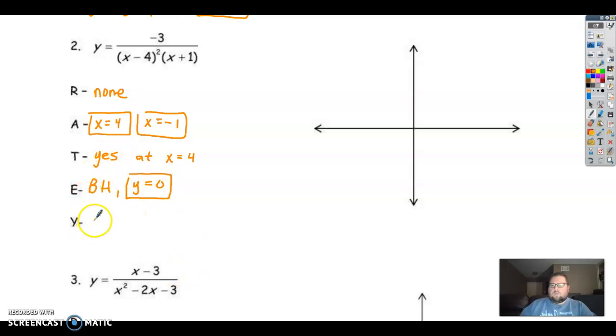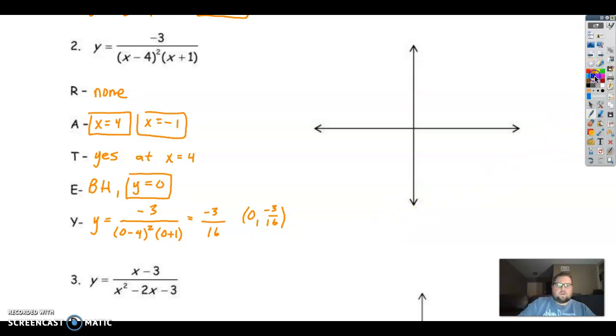And finally, for our y-intercept, y equals negative 3 over 0 minus 4 squared times 0 plus 1. So it's going to be negative 3 over, this is negative 4 squared is 16, times 1 is 16. So 0 comma negative 3/16.